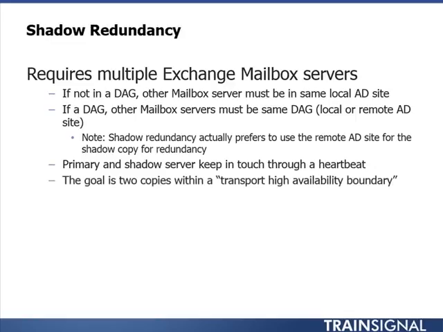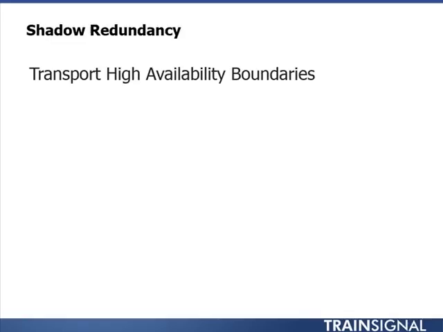The goal is to have 2 copies of this message within any transport high availability boundary. Now, what do we mean by a transport high availability boundary? This is a term that when you do some reading in terms of TechNet and you dig a little deeper here, you're going to see this term come up from time to time. So what does Microsoft mean by a transport high availability boundary? Okay, so it's good to note that shadow redundancy works within transport high availability boundaries. It never tracks a message across a boundary.